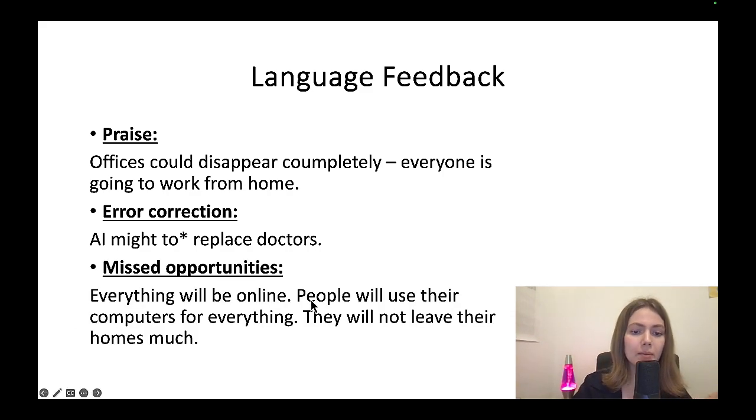So in my example here, everything is will. Everything will be online. People will use their computers. They will not leave their homes. So those sentences are fine. Like there's nothing wrong with them. But again, the students avoided. They had a perfect chance of using the target language, but they avoided. And I'm going to draw their attention to it. So I'm going to elicit and I'll be like, right, what else can you say? How can we paraphrase this? How can we upgrade it a little bit so it's a bit more of a higher level grammar or vocab use here? So those are the 3 things that you can potentially include in your language feedback.